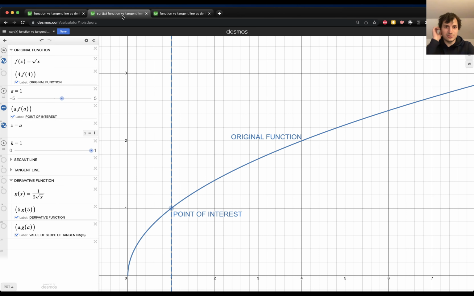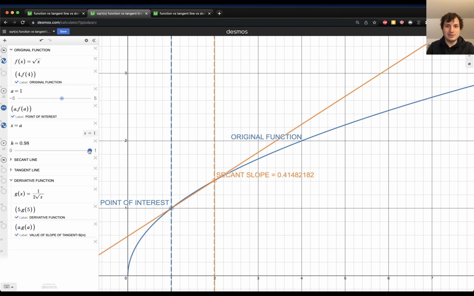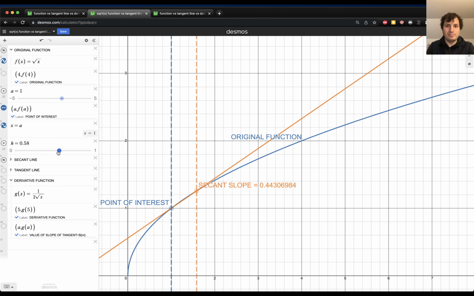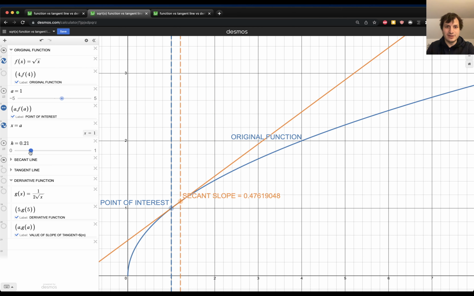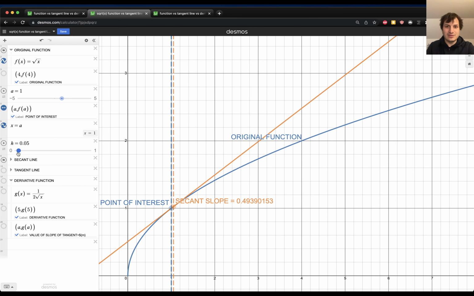And I made a whole other Desmos for this. Of course, it looks exactly the same. Same kind of thing. So we put the secant line up here and we see what is happening. We see 0.4, so here is the slope, 0.44, 0.45. The slopes of the secant lines in this case seem to be getting closer and closer.